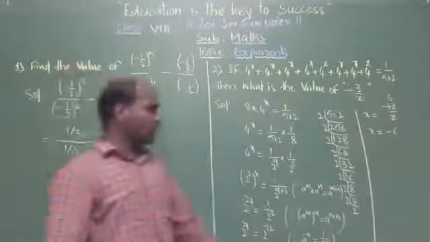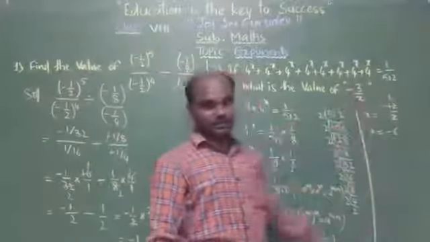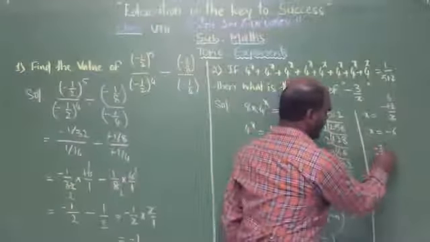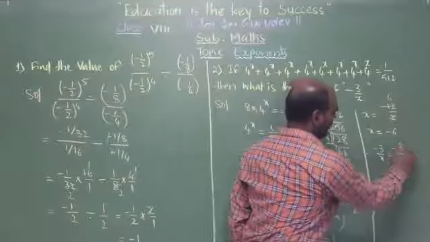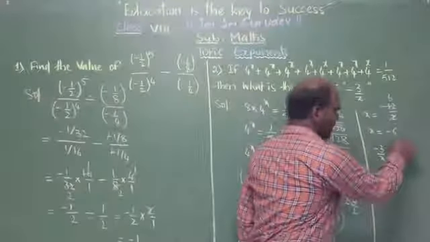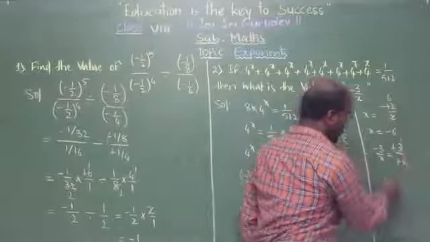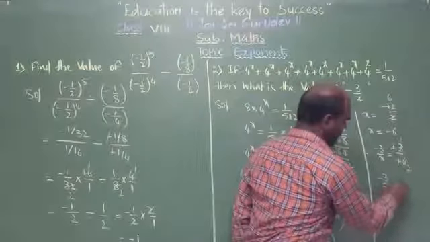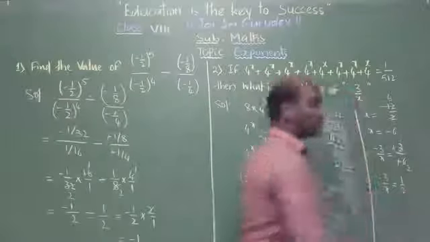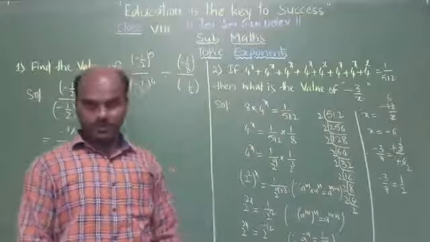Okay, so now we got the value of x. What we have to find is minus 3 by x. So minus 3 by x, the value of x is how much did you get? Minus 6. So then the minus signs cancel. 3 1s are 3, 3 2s are 6. So minus 3 by x is equals to how much did you get, children? 1 by 2. Okay, so 1 by 2 is the value of minus 3 by x. You should understand now.